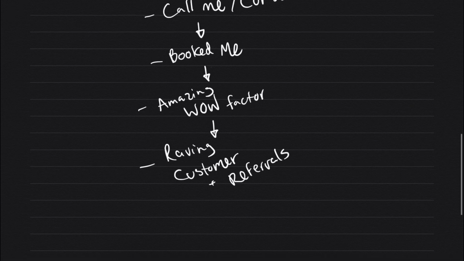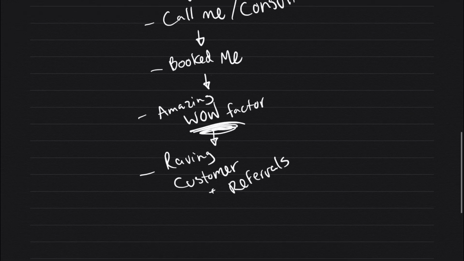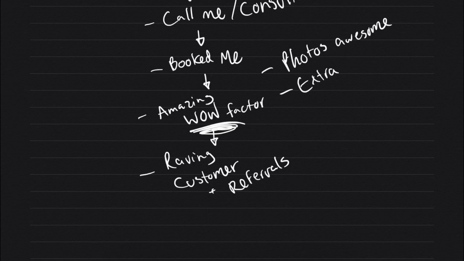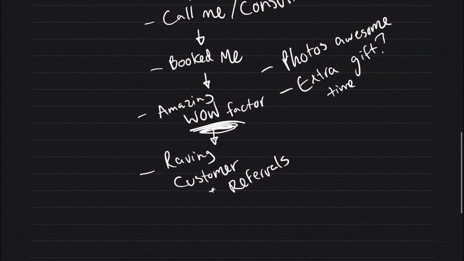So that amazing wow factor, that's what we're going to work on first, because we want to get this raving customer. To have that amazing wow factor, obviously my photography has to be amazing. So photos, awesome. And to have that wow factor, I need to do something extra. So maybe a gift as a surprise, or time, or some kind of service.